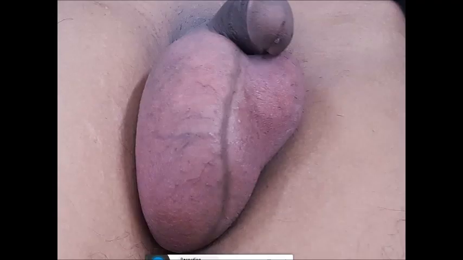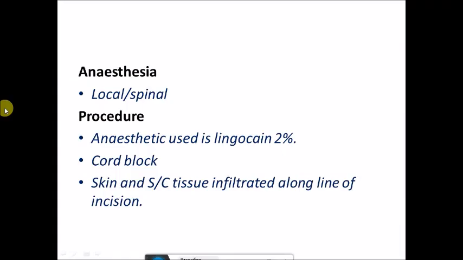So this is the hydrocele, right-sided hydrocele. You can see the enlarged scrotal sac, and this is the left testis, which is normal size, and this is the fluid-filled tunica vaginalis. Now, this can be done in any anesthesia, either local, spinal, or even general anesthesia if you are planning to do it.